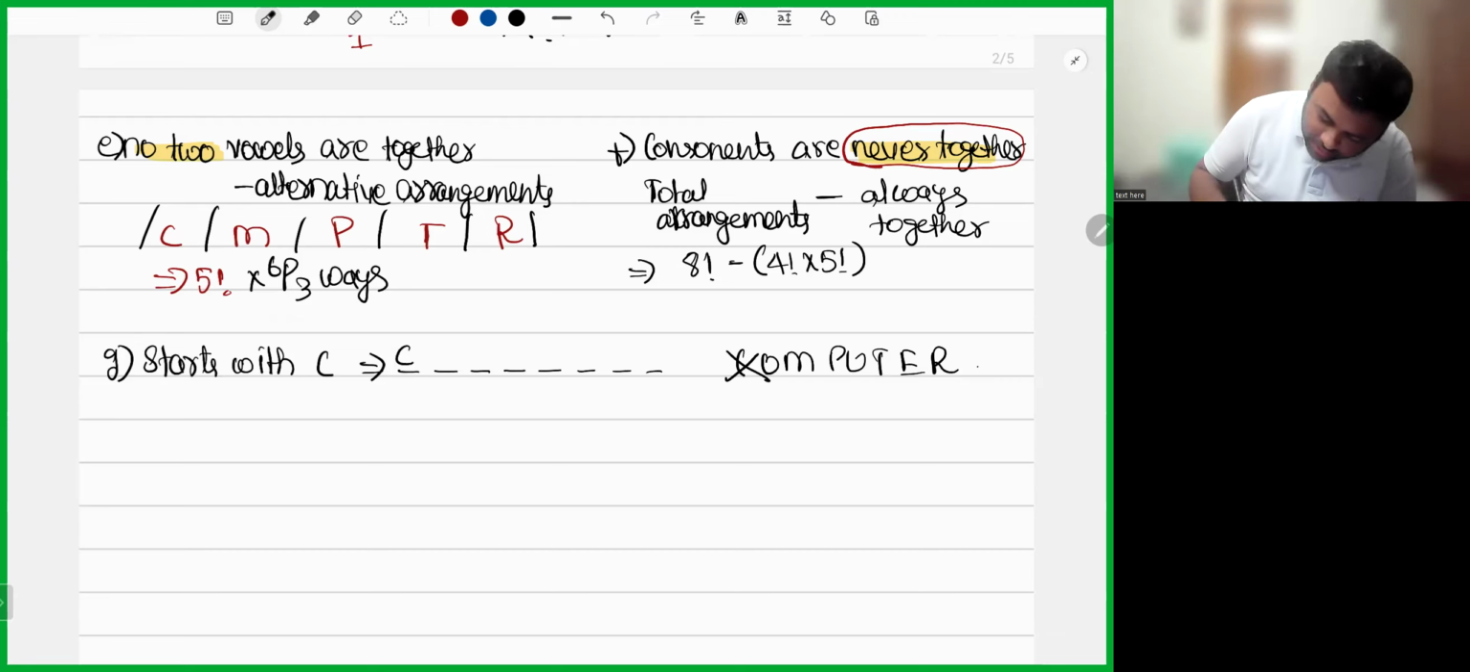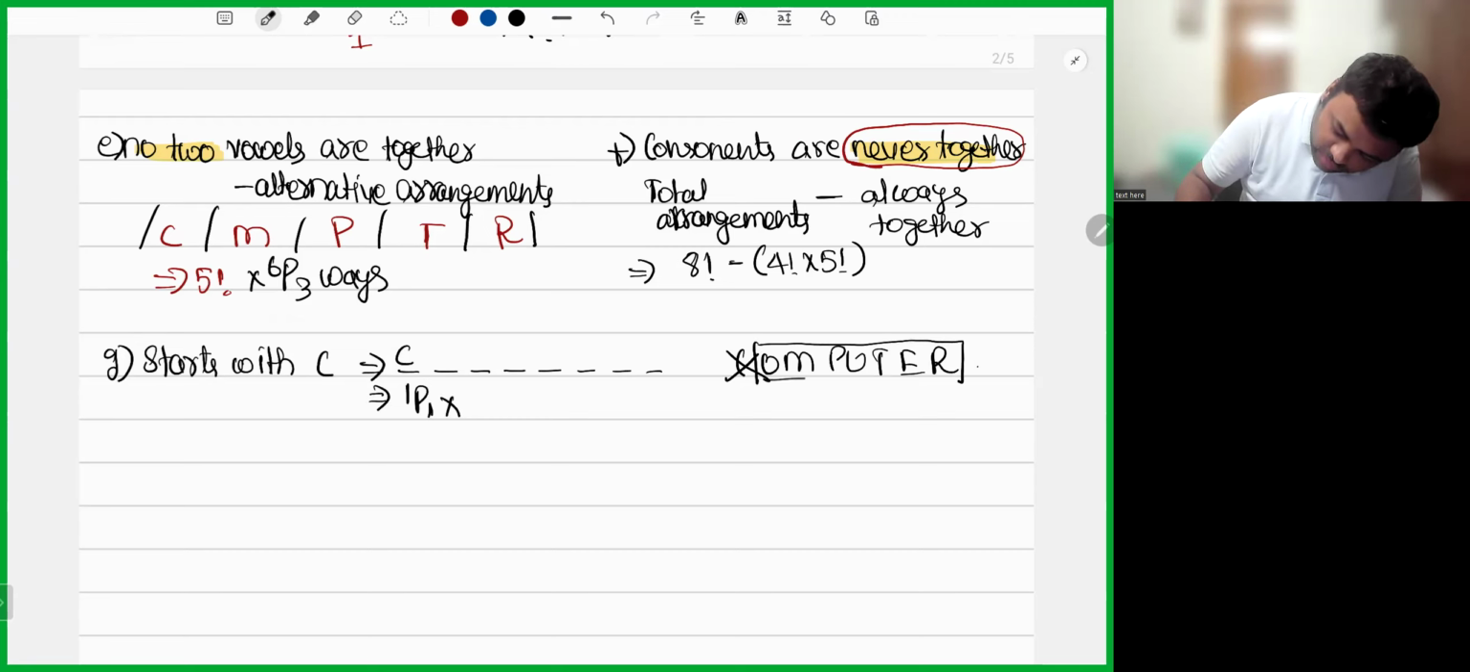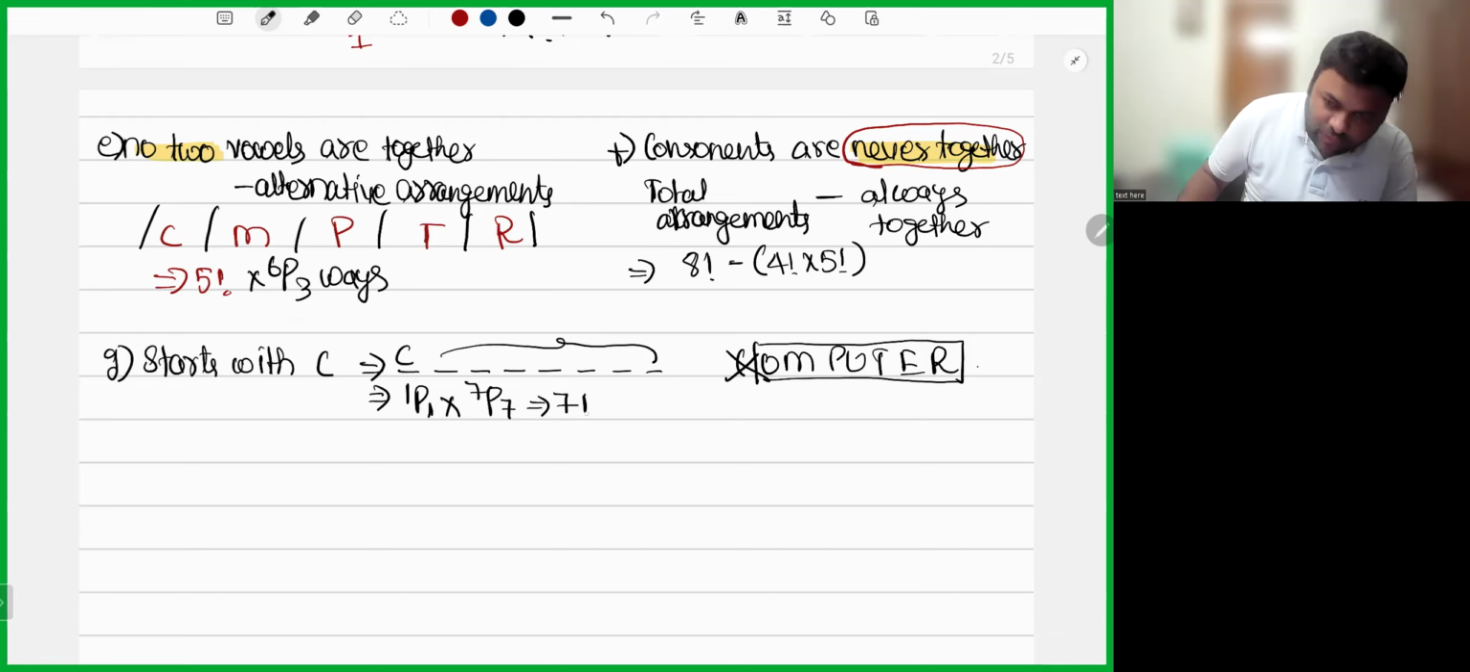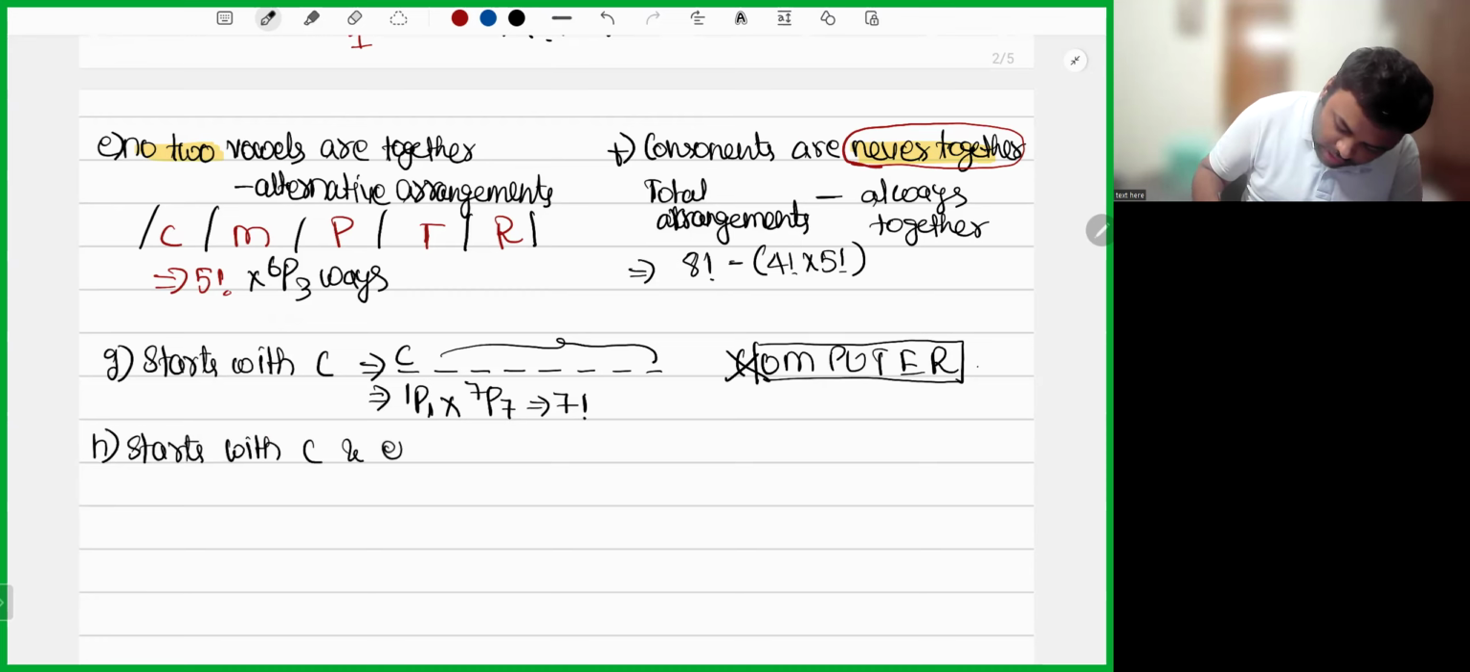How will I place one letter in one place? 1P1. Now, how many letters do we have? 1, 2, 3, 4, 5, 6, 7 you have. How will you place 7 letters in 7 places? 7P7, which is equal to 7 factorial. Okay. Next. Starts with C and ends with R.